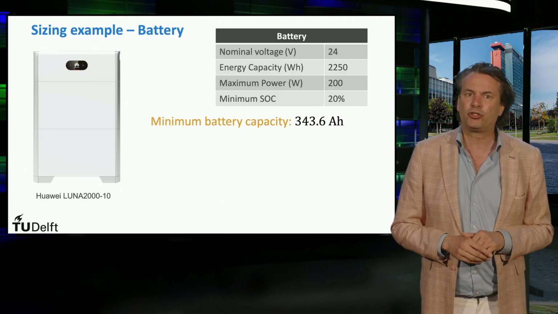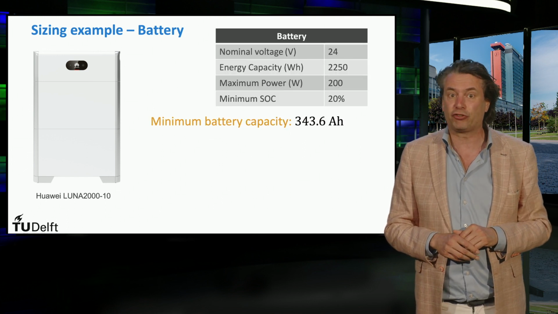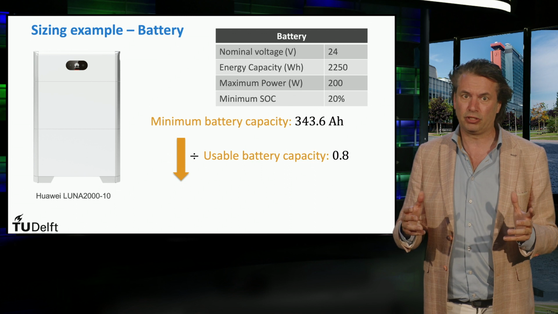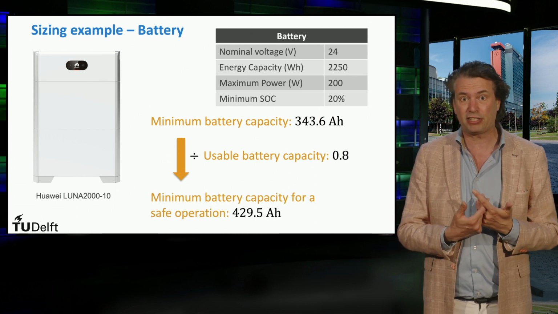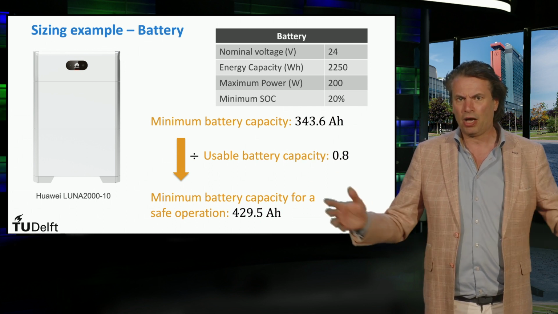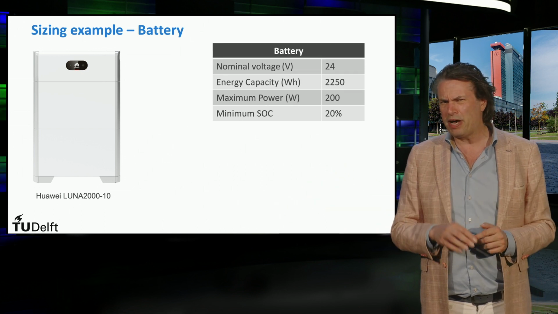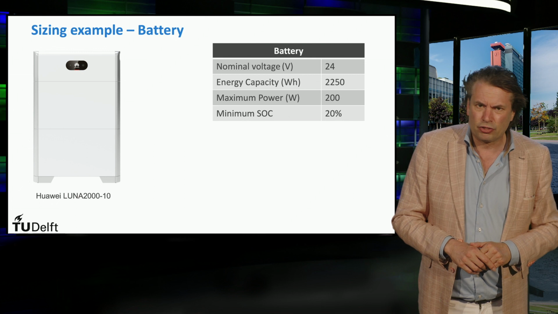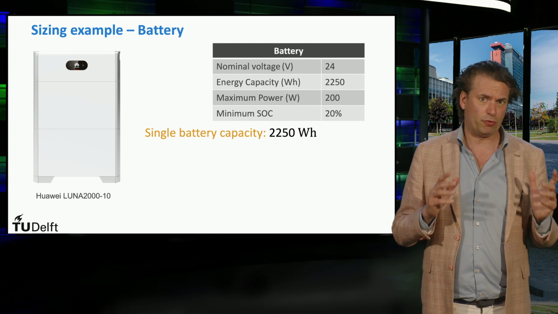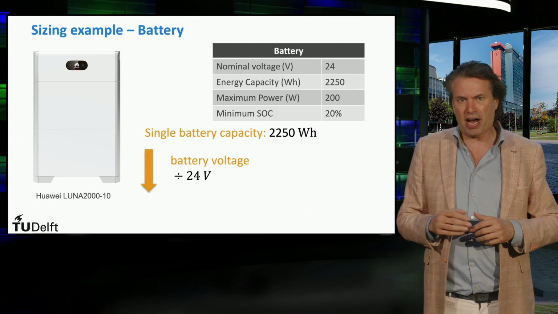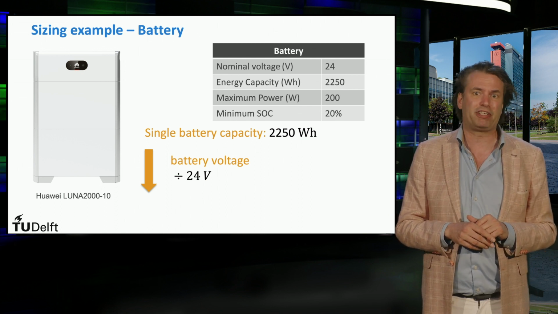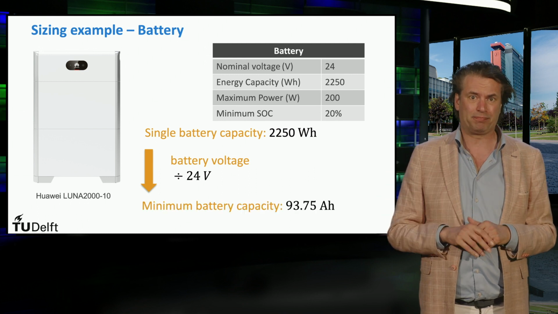As the batteries in the bank to be used have a minimum depth of discharge of 20%, only 80% of the battery capacity is used. This results in a minimum battery bank capacity for a safe operation of 429.5 amp hours. What is the capacity of a single battery expressed in amp hours? So first, given the specs, we have an energy capacity of 2250 watt hours. If we divide this by the battery voltage of 24 volts, we get a capacity of 93.75 amp hours for a single battery.